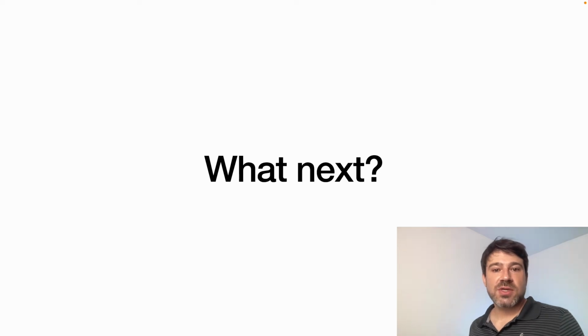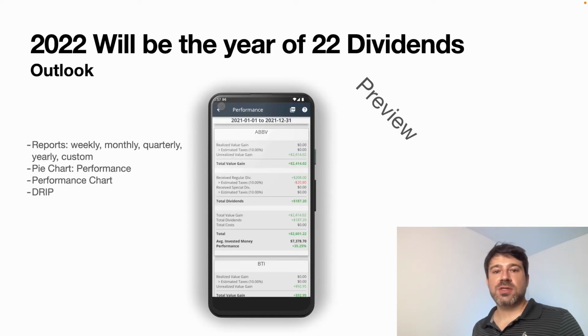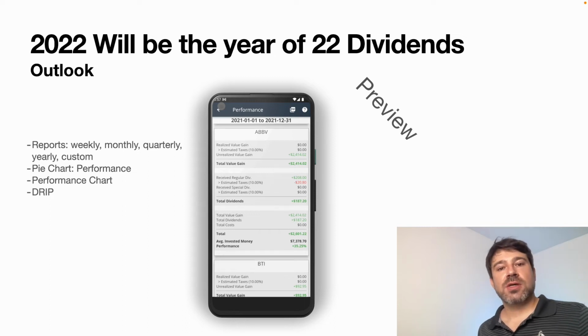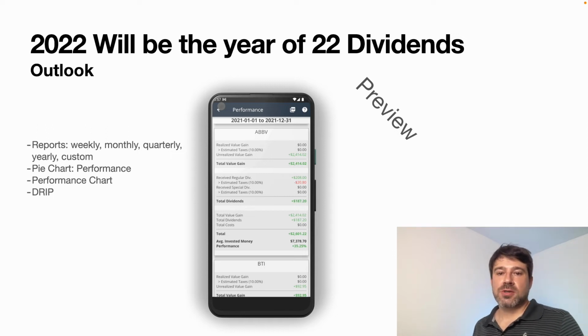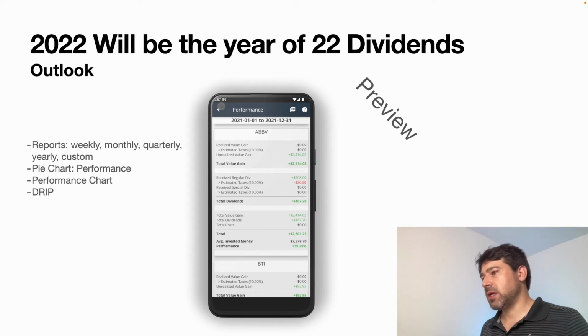So now comes the interesting part. What's next for the 22 Dividends app in 2022? We will start the year with the release of the performance screen, the performance page that will allow you to get reports of your portfolio positions for a certain time span. So you select a time span, for example, a certain year, a certain month, a certain quarter, and you get a report like this one.